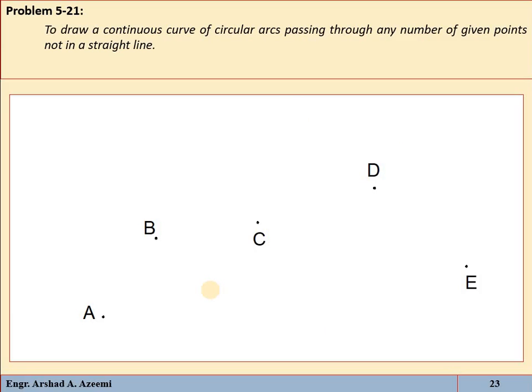Okay, next we have to draw a continuous curve of circular arcs passing through any number of given points. Now see, let A, B, C, D and E, these points be given. Now we have to draw a circular curve which will pass through these points. Okay, so the first step is just join A with B, B with C, C with D and D with E. Okay, just directly join these points by straight lines.